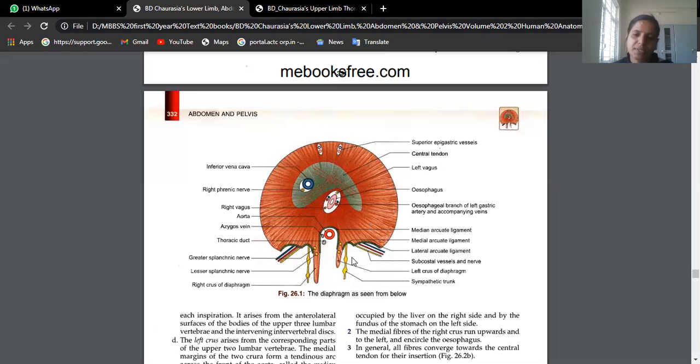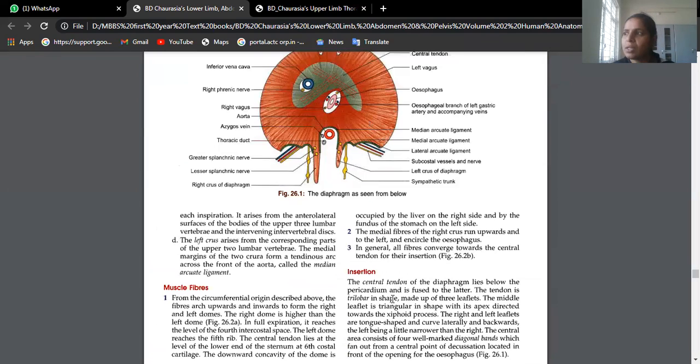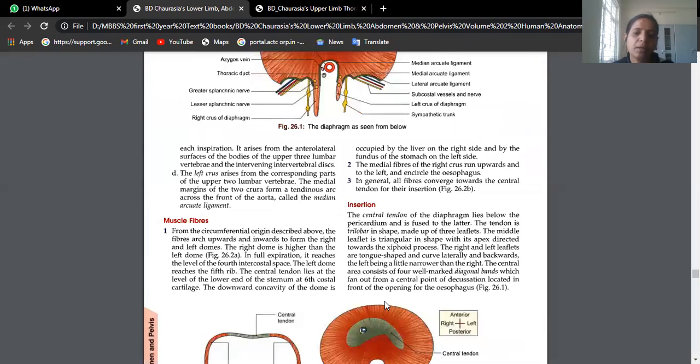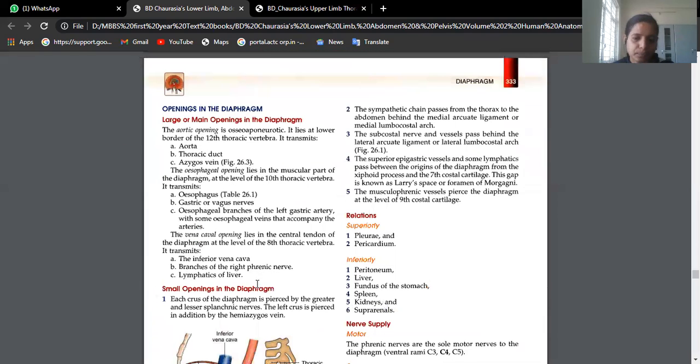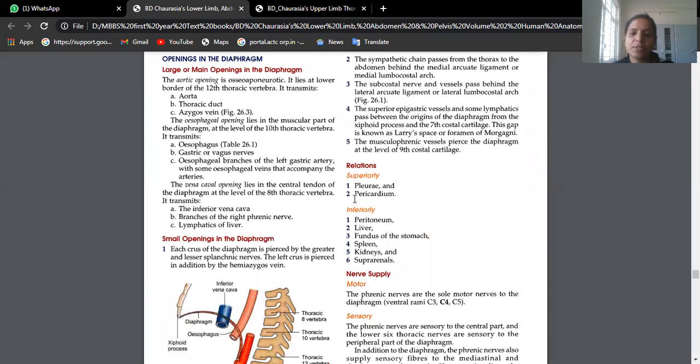Okay, you just practice this diagram, and whatever is shown in the diagram, you can put it in words. Apart from that, you have to talk about relations. Superiorly, resting over the diaphragm, we have the heart and lungs covered with pleura and pericardium. Inferiorly, on the right side, we have the liver covered with peritoneum. On the left side, we have the stomach, spleen, kidneys, and suprarenal glands.